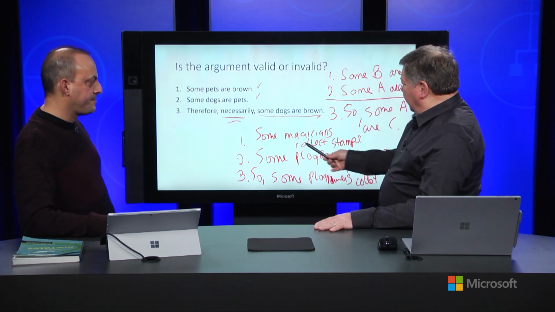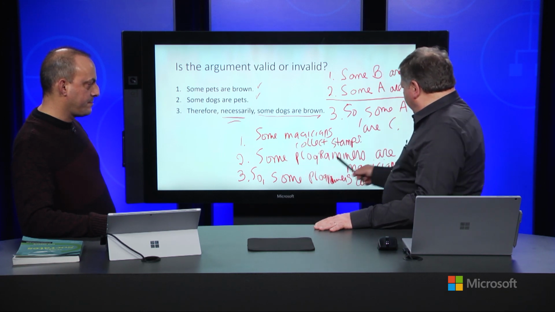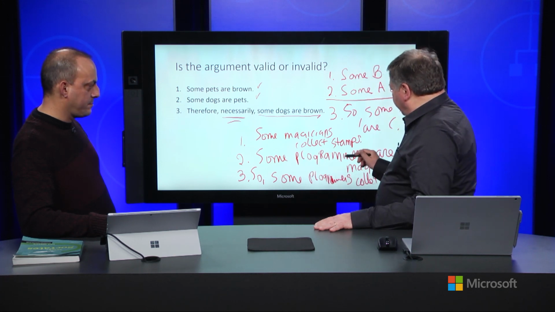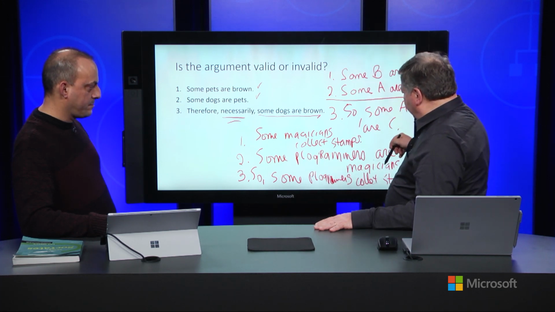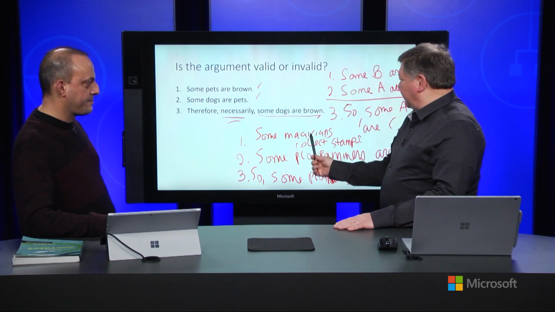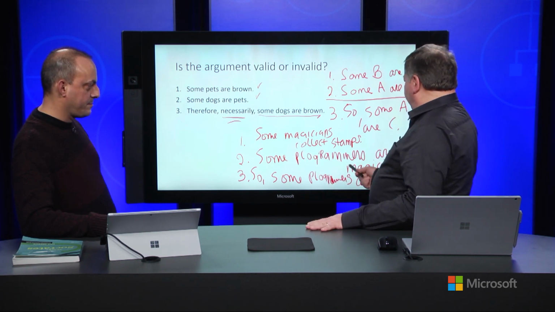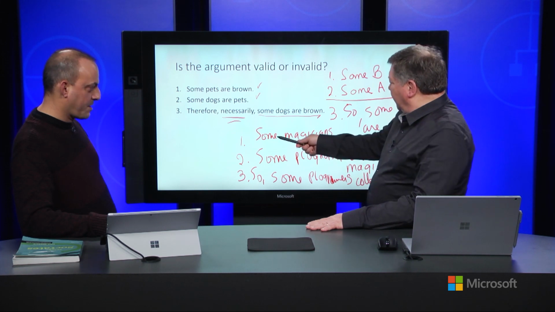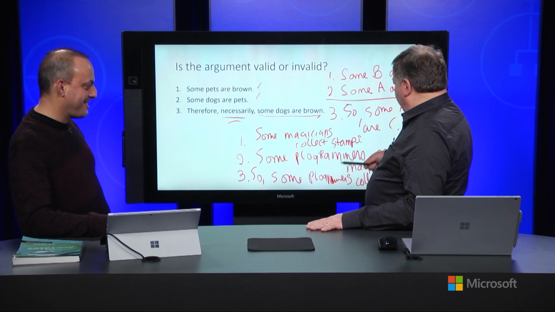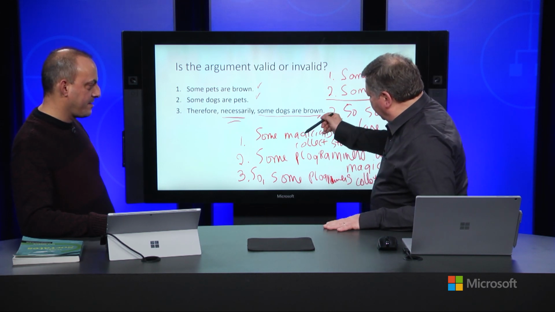Correct. Even if it's true that some magicians collect stamps and some programmers are magicians, the problem is that this premise doesn't tell us that the programmers who are magicians are among the magicians who collect stamps. Right. Because some magicians collect stamps, it doesn't tell us they all do. So I don't know if the programmers who are magicians belong to the group of magicians who collect stamps or are outside that group. Right. So this reasoning does not connect.